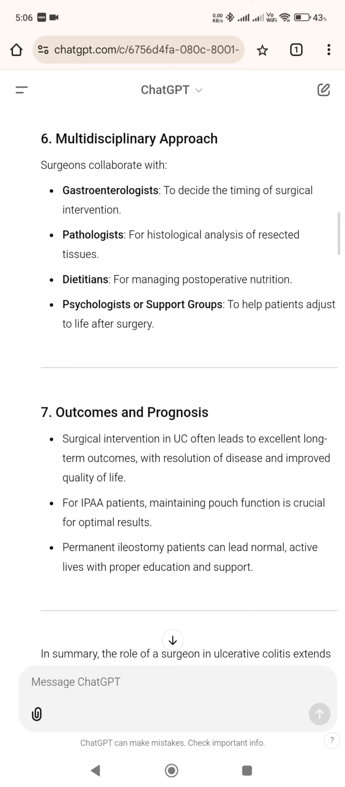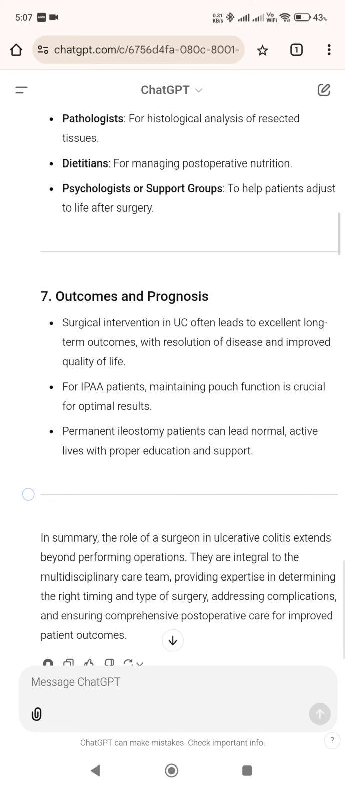7. Outcomes and prognosis. Surgical intervention in UC often leads to excellent long-term outcomes, with resolution of disease and improved quality of life. For IPAA patients, maintaining pouch function is crucial for optimal results. Permanent ileostomy patients can lead normal, active lives with proper education and support.